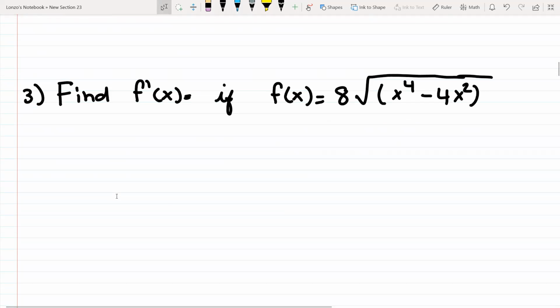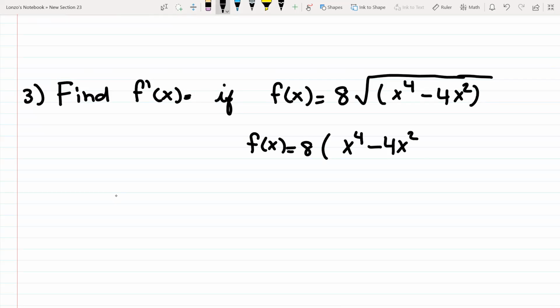Okay, number 3 says find f prime of x if f of x equals 8 times the square root of x to the fourth minus 4x to the second. How would I take the derivative of this? I would use power rule and chain rule. First, to make it easier, I would rewrite this as 8 times parentheses x to the fourth minus 4x to the second, raised to the 1/2. And then just take the derivative of this.